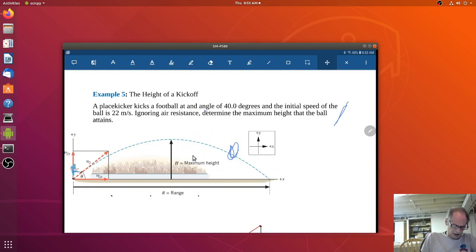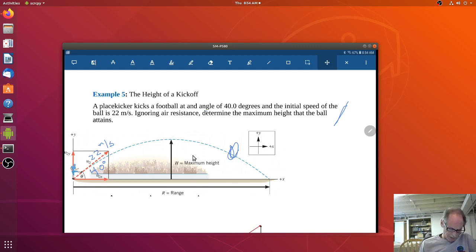So we have a place kicker. He kicks a football at an angle of 40 degrees. So they're telling us that this is 40 degrees. And the speed of the ball when he kicks it is 22 meters per second. That's not a really great speed for a kickoff.